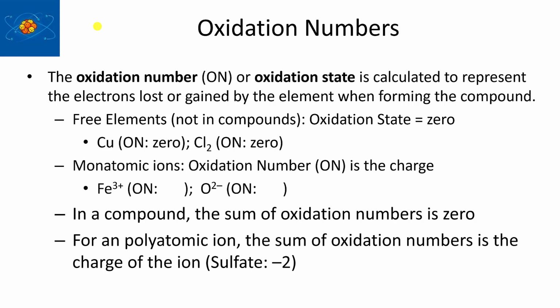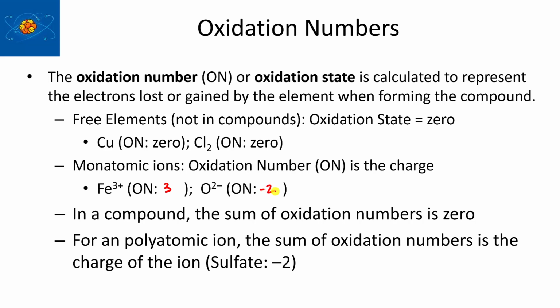So, oxidation numbers or oxidation states are a representation of electrons lost or gained by elements in a compound, and there's really just a few rules that we have. If it's a free element, a pure element, its oxidation number is 0, and I just called it ON. So copper, Cl2, those are all examples where the oxidation numbers are 0. Now, if it's a monatomic ion, then the oxidation number is just whatever the charge is. So for iron 3 plus, it would be 3, and for O2 minus, it would be minus 2.